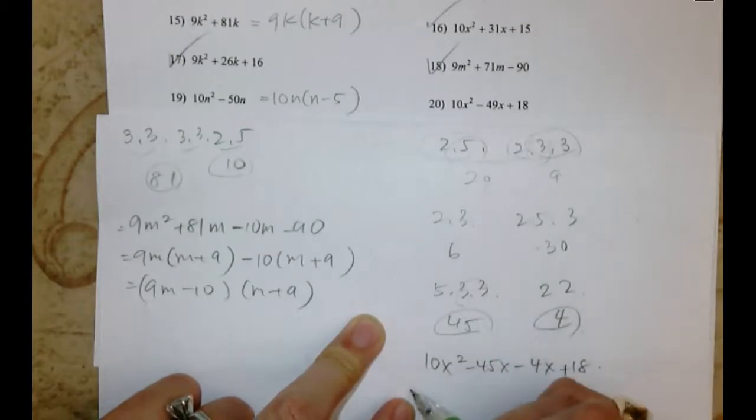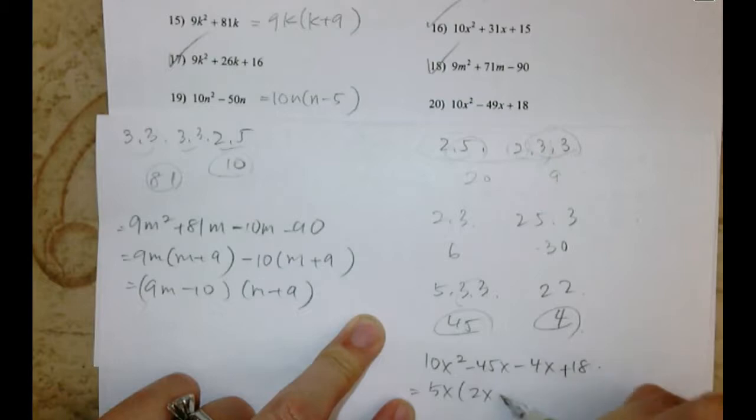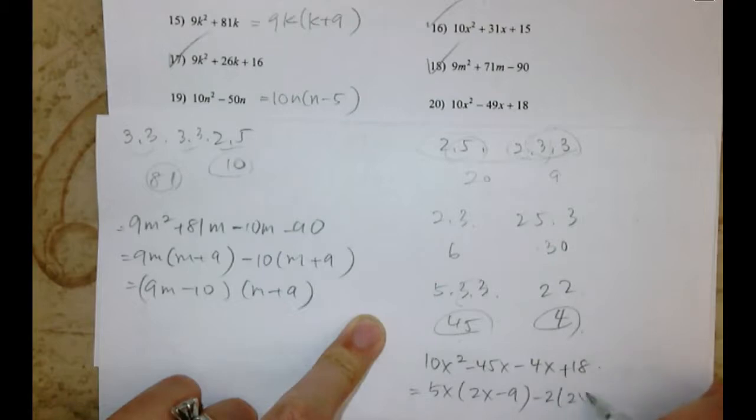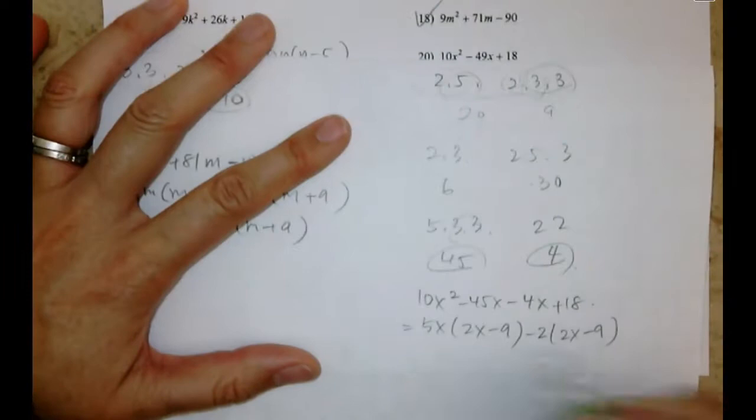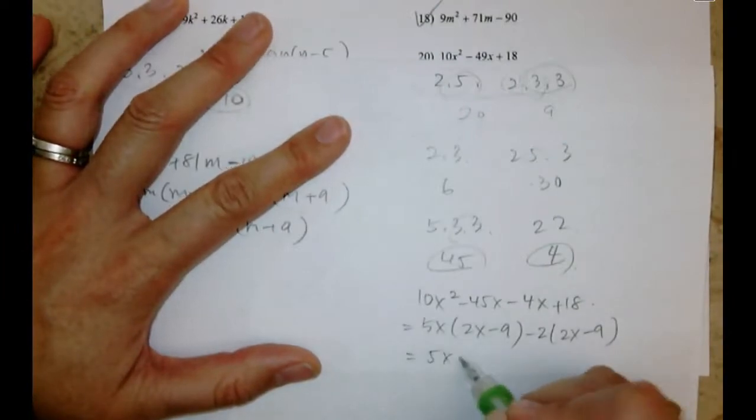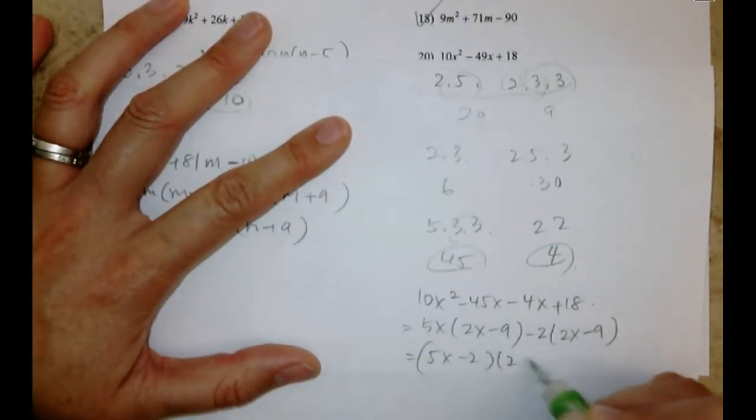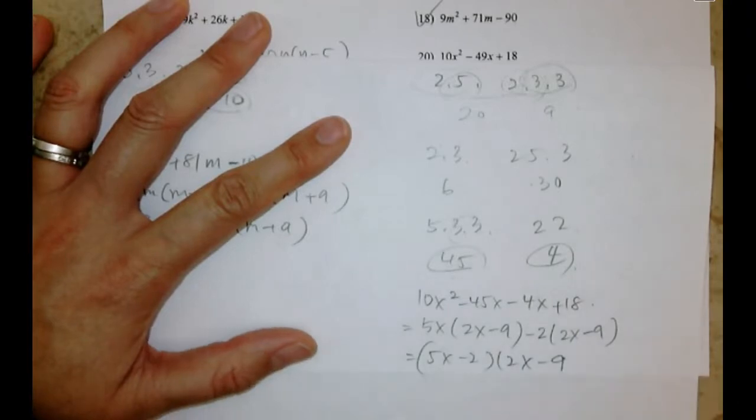Okay. So this one you can get the 5x out, and then that's 2x minus 9. And you can do minus 2 and 2x minus 9. Okay, so then 5x minus 2 and 2x minus 9. And we are done.